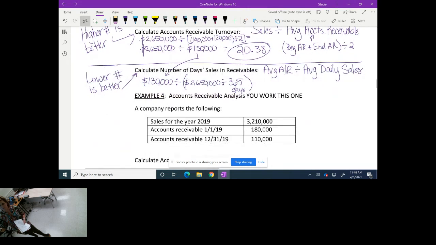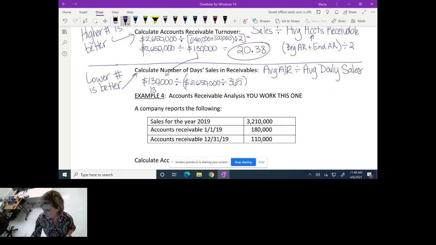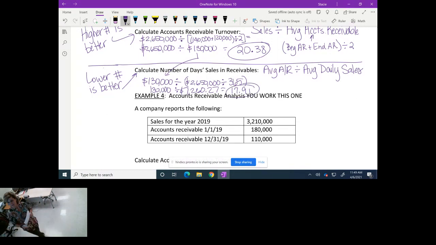Okay, so what you get when you do that is 130,000 divided by 7260.27, if y'all want a specific number. I've got my numbers all messed up here. And that's going to tell us that it's 17.91 number of days sales in receivables.